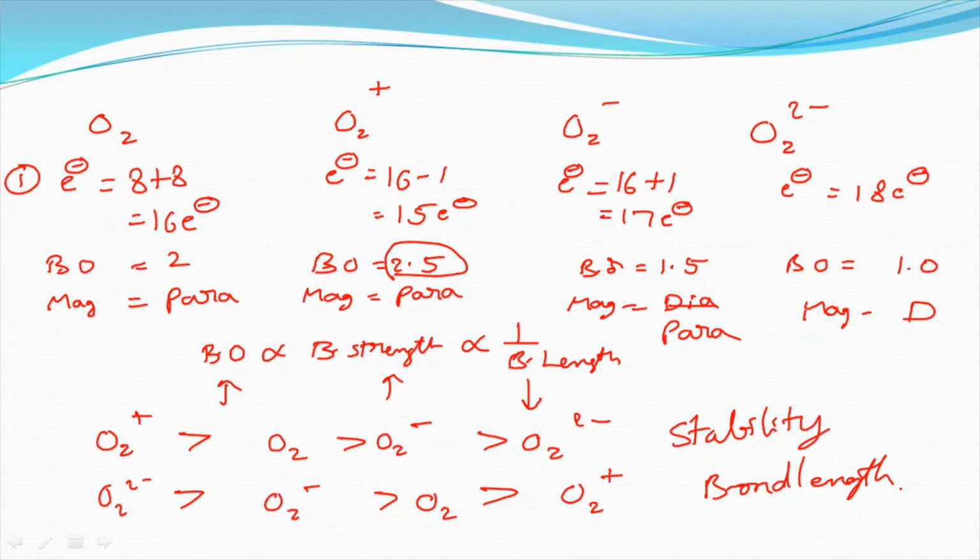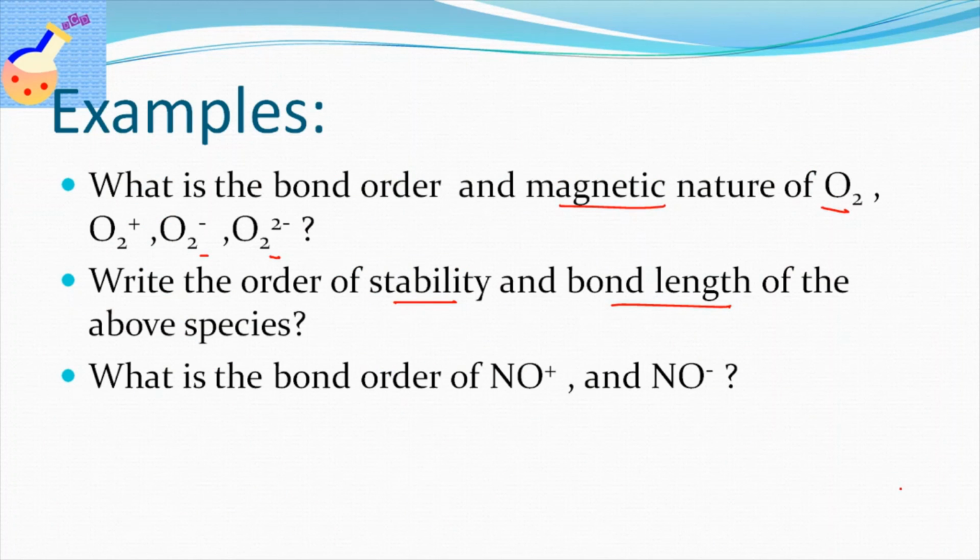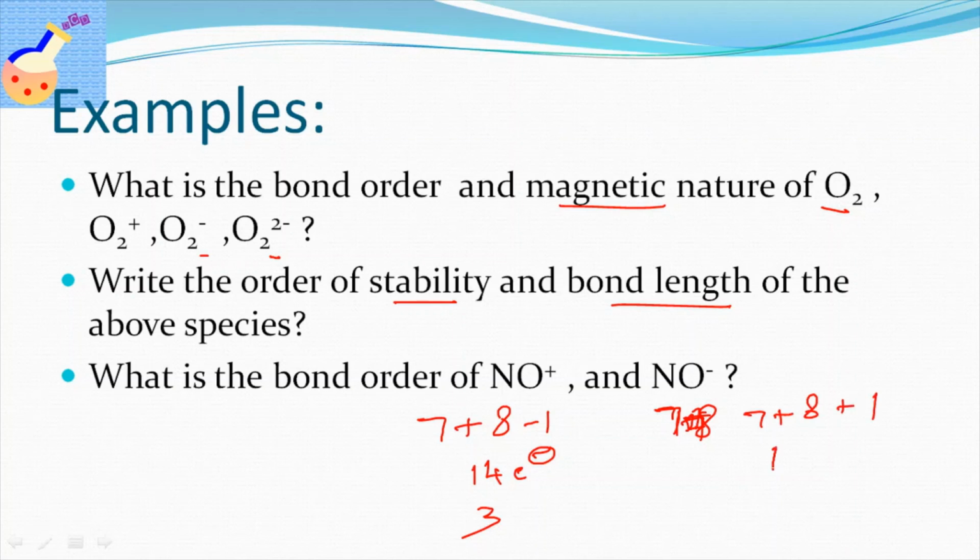Now, there is one more question here. What is the bond order of NO positive and NO negative? Here, 7 plus 8 minus 1, that means 14 electrons. So for 14 electrons, 3 is the bond order. And here it is 7 plus 8 plus 1, so it is 16 electrons. So bond order will be 2.5. In very less time you can find out the bond order by using this trick.